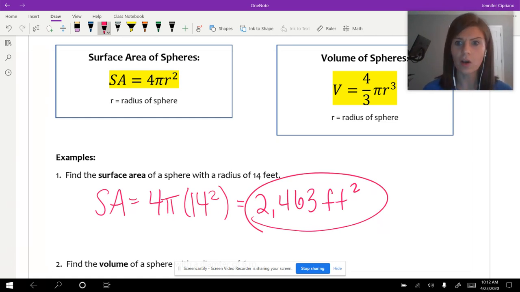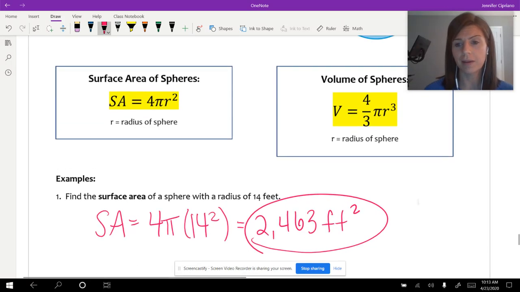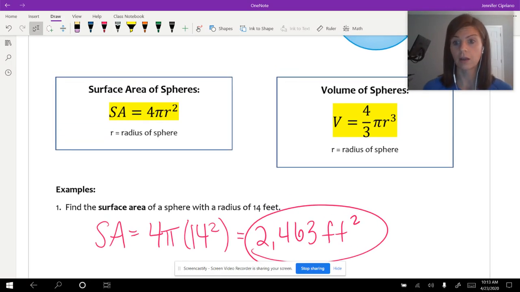All right, so volume of a sphere. So again, volume is the space inside of the sphere. So surface area, how much material does it take to make the baseball? Volume, how much space is inside the baseball. So our volume formula is 4/3 pi r cubed. Make sure that you're cubing the radius when you're doing volume, not squaring it.